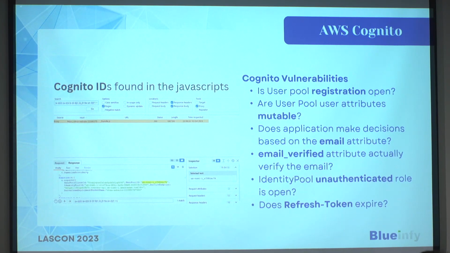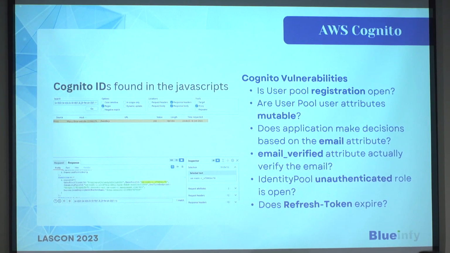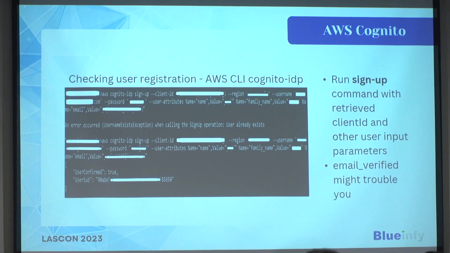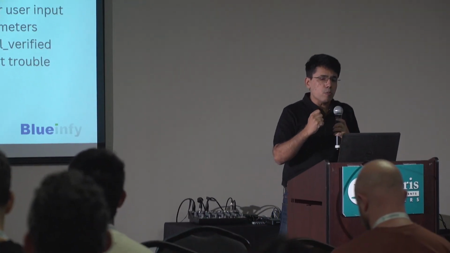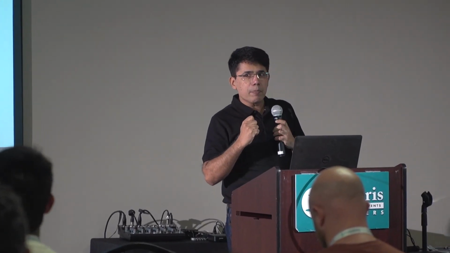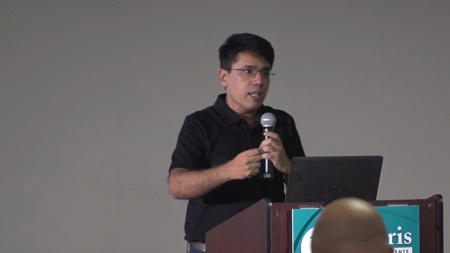We will look at the exploitation in the exploitation section, but the first command, if you want to check whether registration is open or not, is the sign up command of AWS Cognito. With this sign up command, I can check whether I can sign up as a new user or not. And if email verified is enabled, then you won't be able to sign in unless and until you make it true.